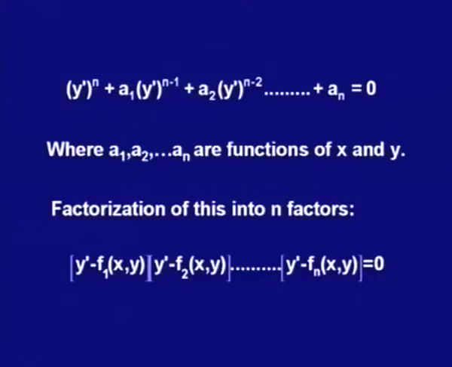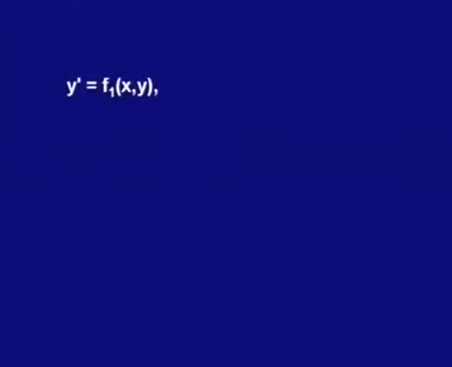Let us say we get the factors as y dash minus f1 of x, y into y dash minus f2 of x, y and so on, y dash minus fn of x, y is equal to 0. Now, if I equate each factor to 0, what would we get? We would get actually n differential equations, where each differential equation is of first order. So, we would get the equations as y dash is equal to f1 of x, y, y dash is equal to f2 of x, y and so on, y dash is equal to fn of x, y.